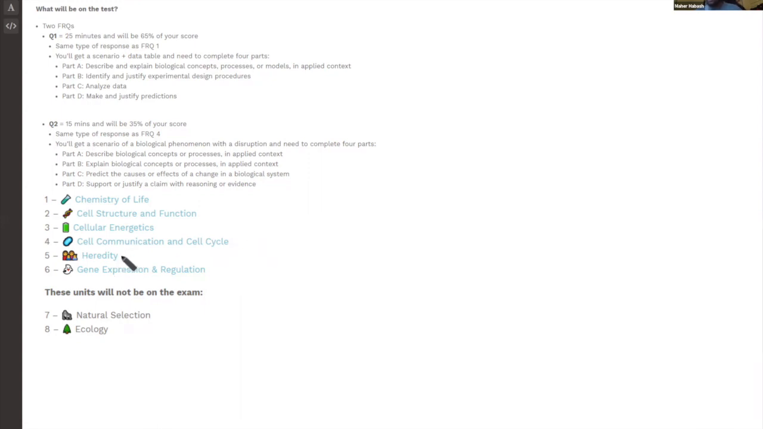Heredity is actually more meiosis here, and genetics. And then gene expression and regulation, and basically how the transcription and translation process occurs, and anything that might stop that. So no natural selection, no ecology. I know those might be some of the easier ones, but you're not going to see that, so we don't have to study anything there. So let's get started with the first type of FRQ.